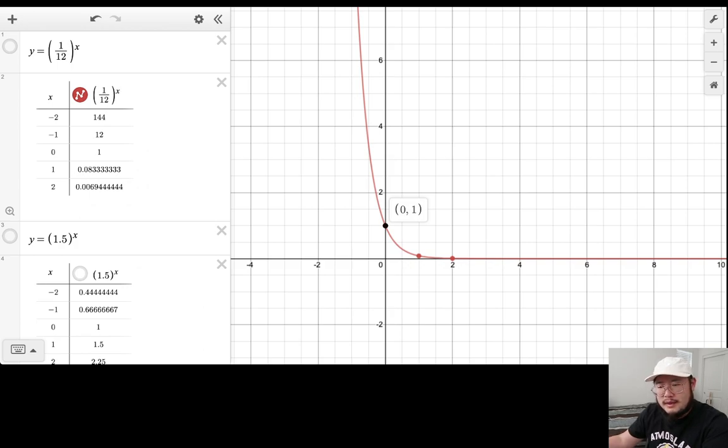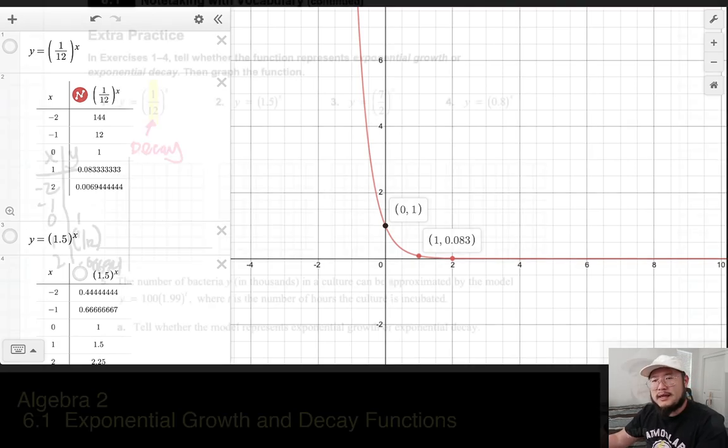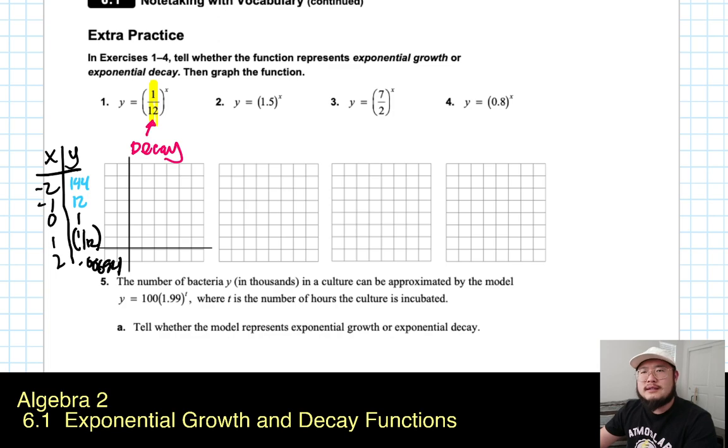That will be this right here at 1, comma, 0.083. And right there is your function. Just plug in a few points, and bada boom, bada bing, you know how to graph this now. Okay? So next up, let's go ahead and take a look at number 2.